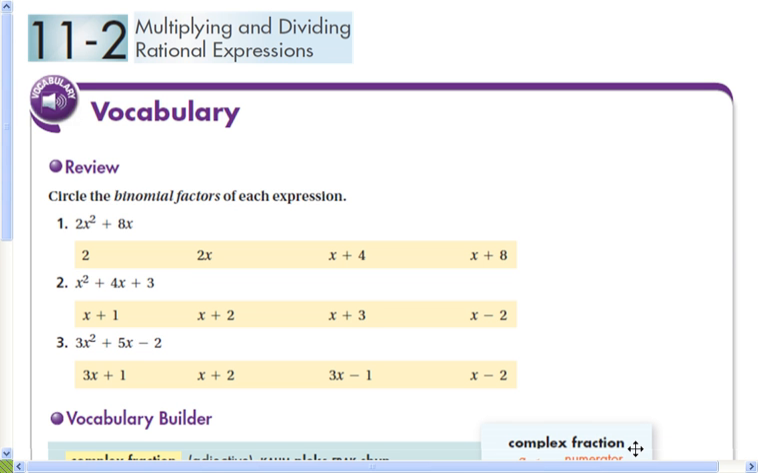Hey students, we got lesson 11-2 here, multiplying and dividing rational expressions. We're going to learn how to multiply and divide rational expressions and how to simplify complex fractions. Go ahead and do the vocab. You can check back with your answers.